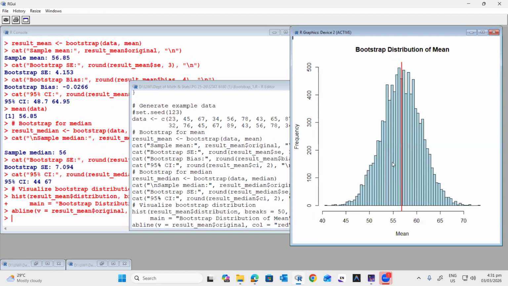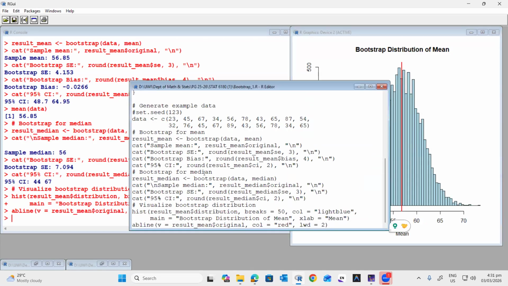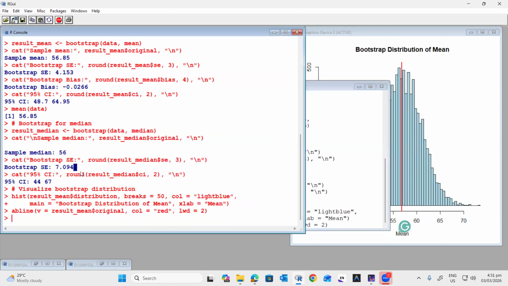So this is the distribution. If you just check this blue one, before that, I just checked the median. Sample median is 56. Bootstrap standard error of your sample median is 7.094, and the bootstrap confidence interval for your median is 44 and 67.